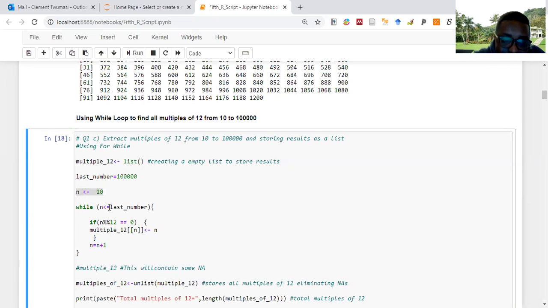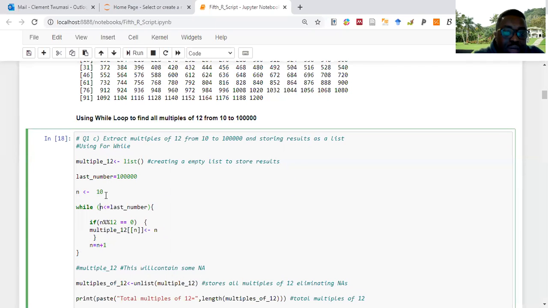Don't forget, for the while loop, there's the syntax. I already explained it in the previous lesson. If you've not watched that, try and watch that. So for the while loop, what we say is that if the number that I'm considering is less than the last number, then it should continue on and do what is happening.